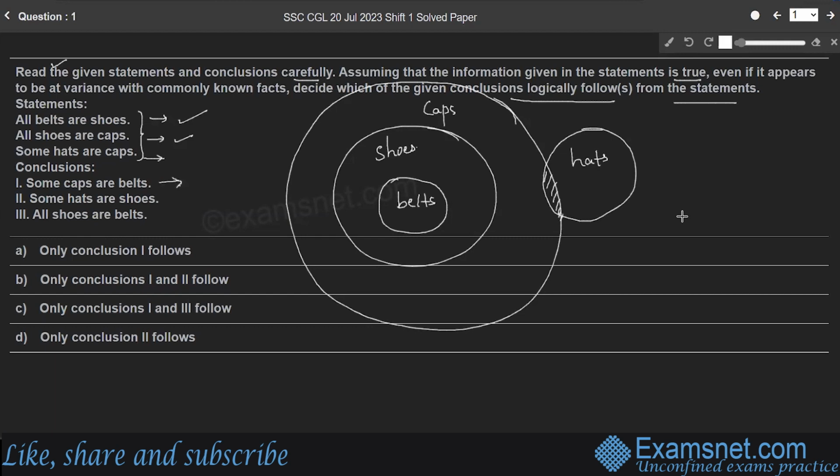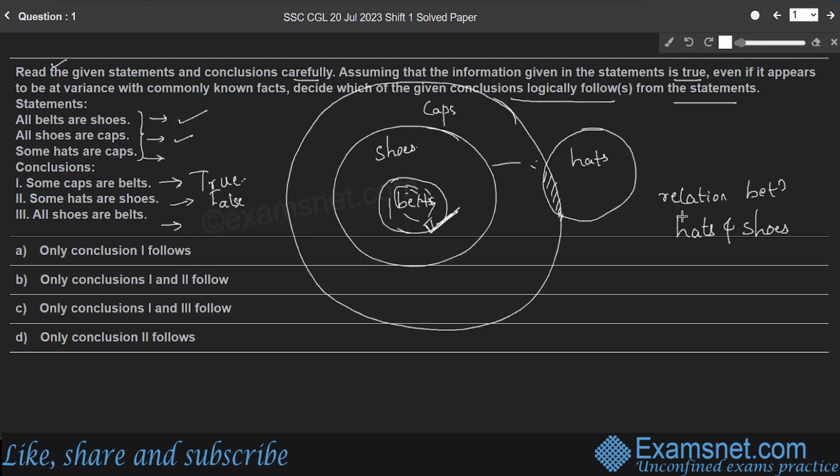So come to the conclusion part. Some caps are belts. Yes, some portion of caps, so this portion is a portion of caps also. Some caps are belts, a true conclusion. Second one, some hats are shoes. There is no direct relation between shoes and hats according to the given statements. Therefore, a false conclusion. The reason is there is no relation between hats and shoes.